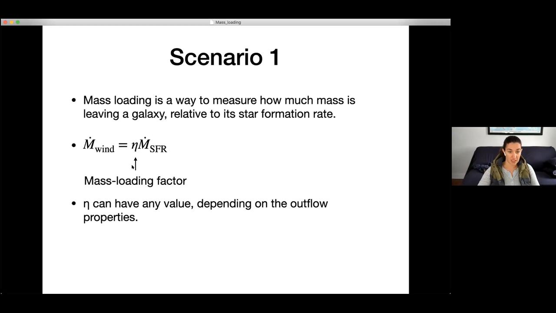And this parameter eta is what we call the mass loading factor. So often, we will present values for eta rather than just say outflow rates. And it's worth noting that eta in this context can have any value, right? So if you have a high star formation rate and not very much mass in the wind, you can have a very small value for eta. In a sense, you could even have a negative value for eta, right? If you have an inflow. And so there's nothing particularly physically meaningful in this parameter eta. It just relates these two quantities.